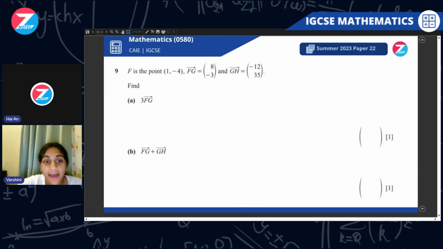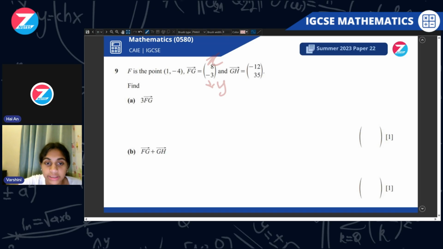Question 9. F is the point (1, minus 4), and they've given us a vector here, vector FG equals (8, minus 3). Since 8 is on top, this is how much it's moving in the x direction, and minus 3 is how much it's moving in the y direction. And vector GH is (minus 12, 35).